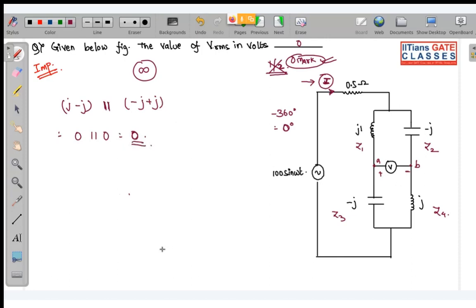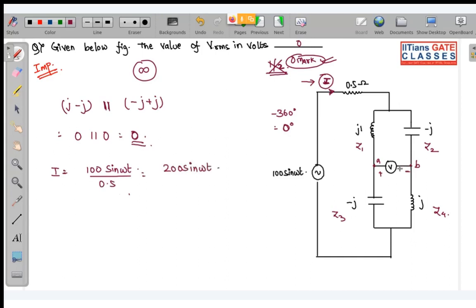What is this? Short circuit. This is a simple short circuit. It is just a short circuit. So what will be the current? I is equal to voltage 100 sine omega t divided by 0.5. So I is equal to 200 sine omega t.